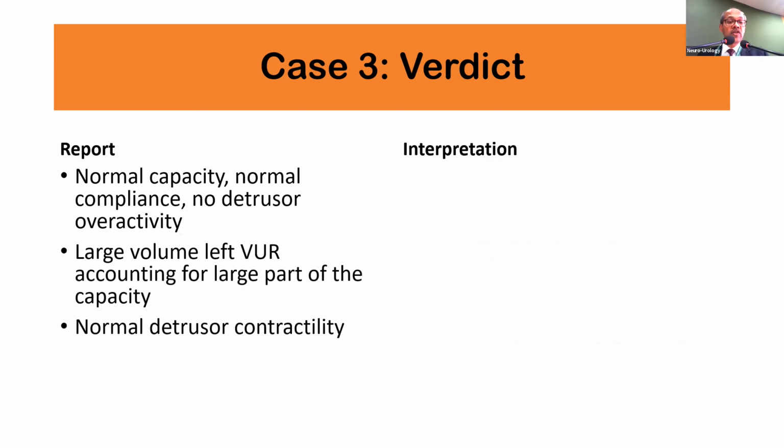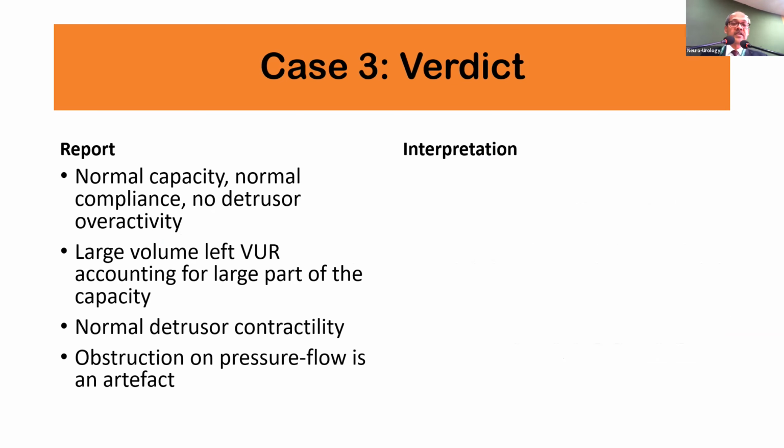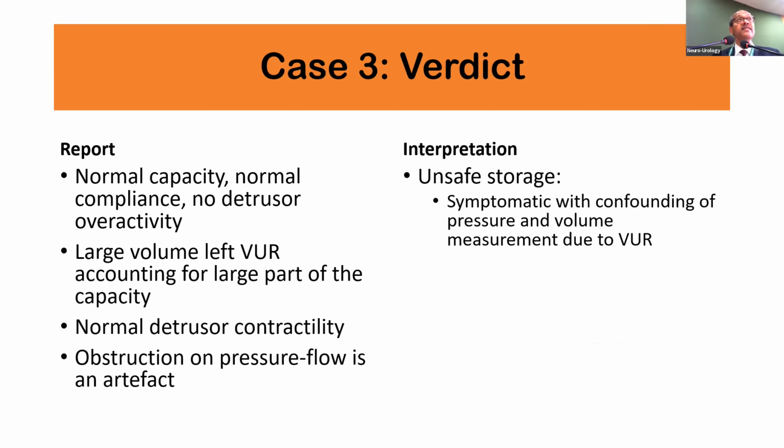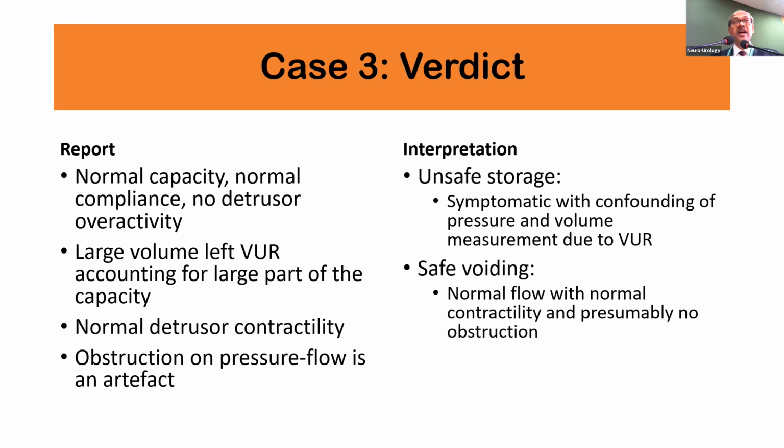There's normal detrusor contractility, and the obstruction on the pressure flow is an artifact. So to interpret, this child who appears to have safe storage actually has unsafe storage. He's symptomatic with confounding of pressure and volume measurements due to the large volume VUR. And what looks like an obstructed voiding is actually a safe voiding with normal flow, normal contractility, and presumably no obstruction.